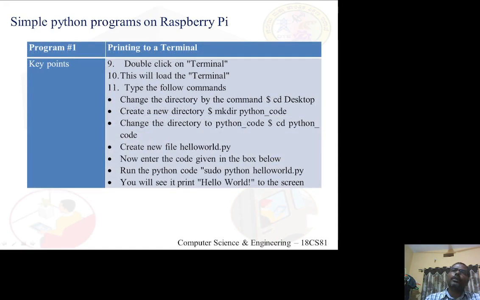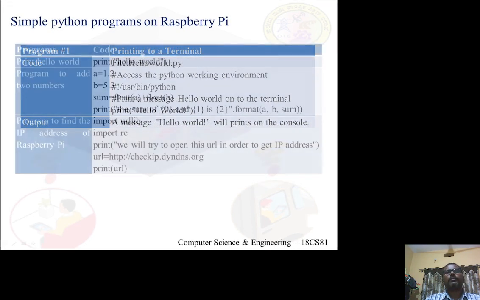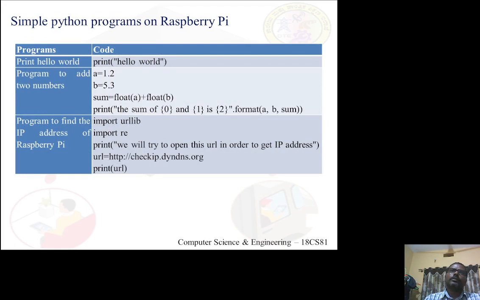Now, after saving the file, run the Python code: sudo python helloworld.py. You will see the message hello world printed on the screen, on the console. So to print hello world, the statement is print.